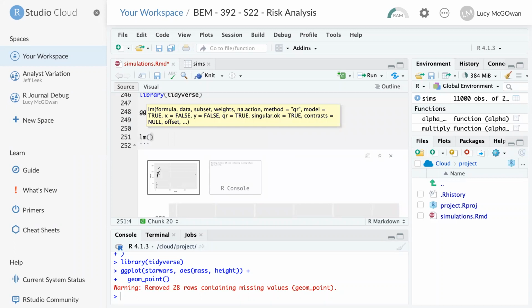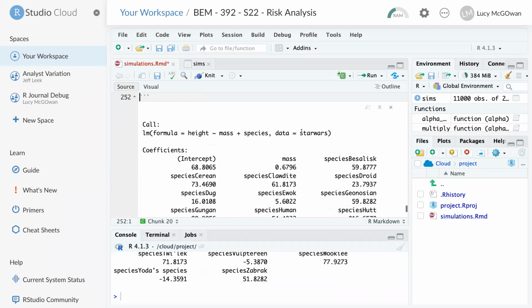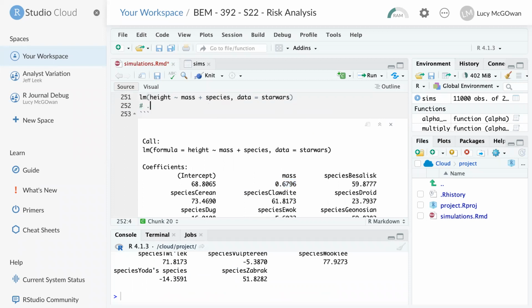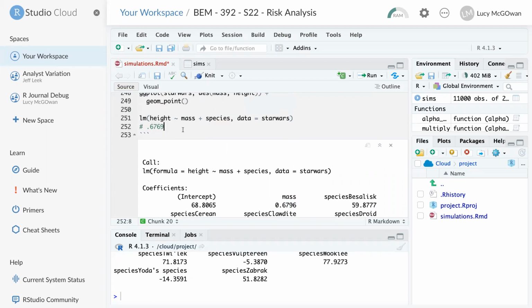I'm going to make a linear model. I'm predicting height using mass and species. So basically what this model is telling me is controlling for species, how much can mass predict height? Okay, so I run this model and I get my beta coefficient for mass is 0.6769. I'm just going to write this here so I can remember it, 0.6769. So that tells me that a 1 unit increase in mass yields a 0.6769 increase in height, holding species constant.